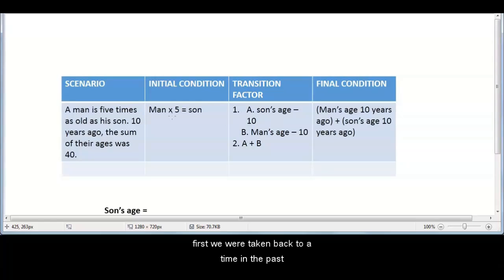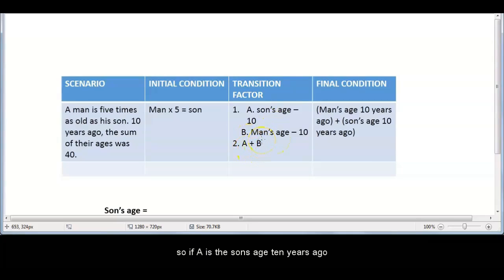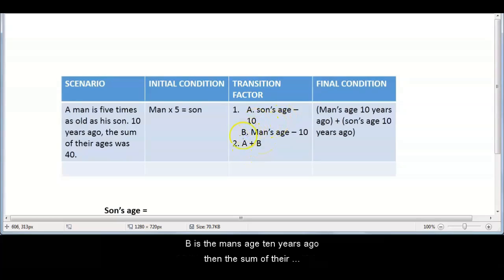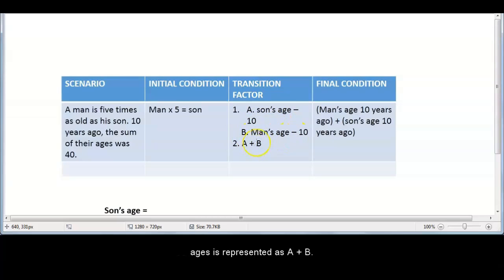First, we were taken back to a time in the past when they were 10 years younger. It says 10 years ago. That is it. Then their ages were summed up. So if A is the son's age 10 years ago and B is the man's age 10 years ago, then the sum of their ages is represented as A plus B.